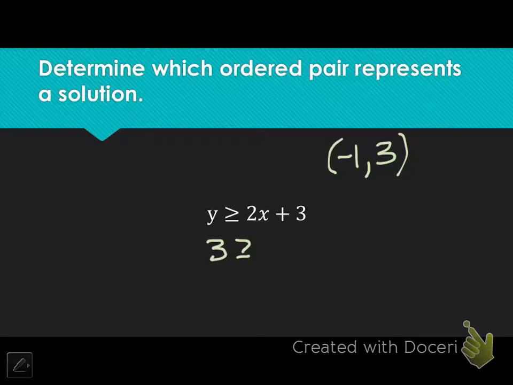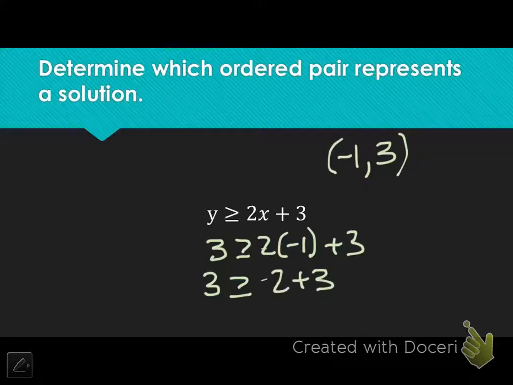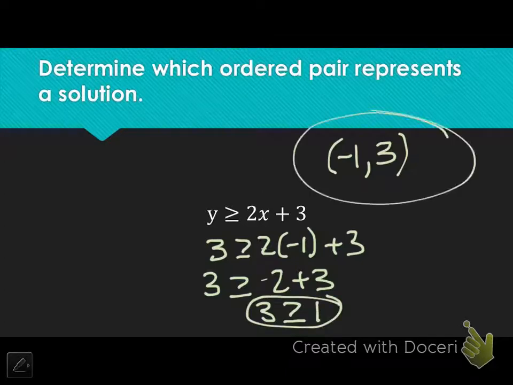So let's plug it in. So 3, 2 times negative 1 plus 3. So 3 is greater than 2 times negative 1, which is negative 2. Negative 2 plus 3 is 1. So it looks like that's true. So that is a solution to my equation.